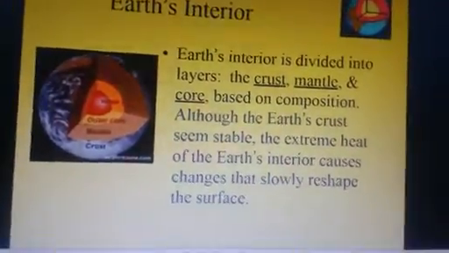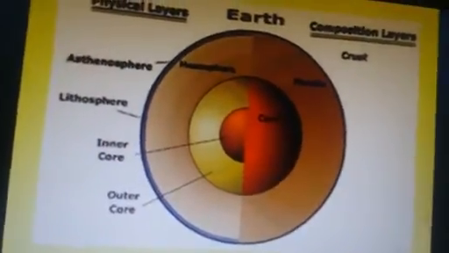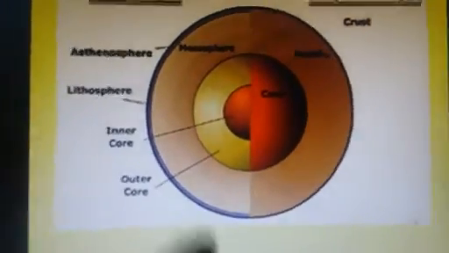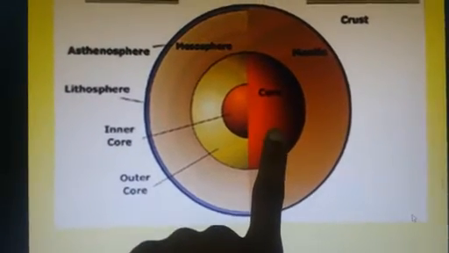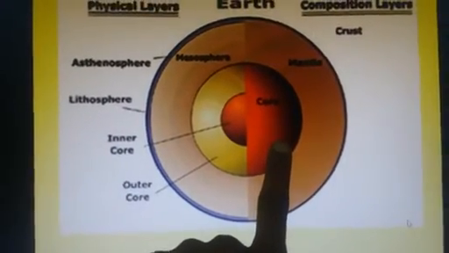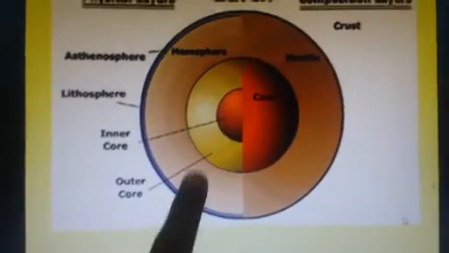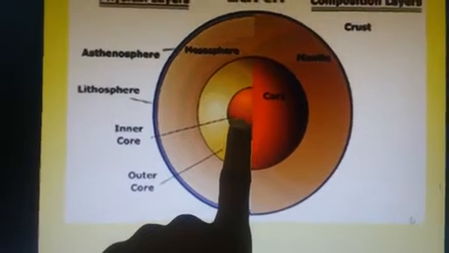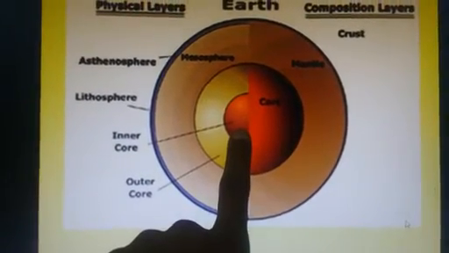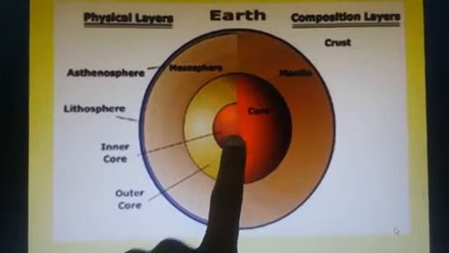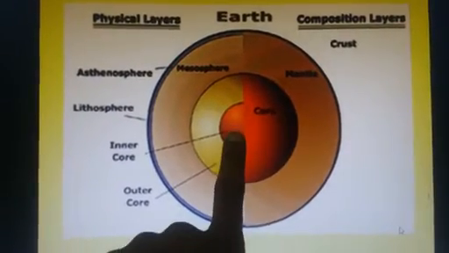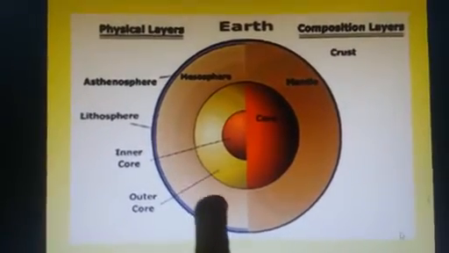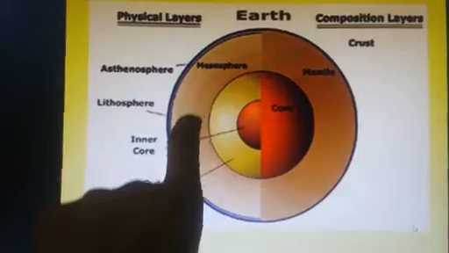Next, this is the diagram of our earth's interior parts. The first one is the core, and the core may be divided into two categories. First one is the inner core and second one is the outer core. The inner core is solid, and all the lava and metal are located in the inner core. This is the outer core. Inner core, outer core, and the next one is your mantle part.